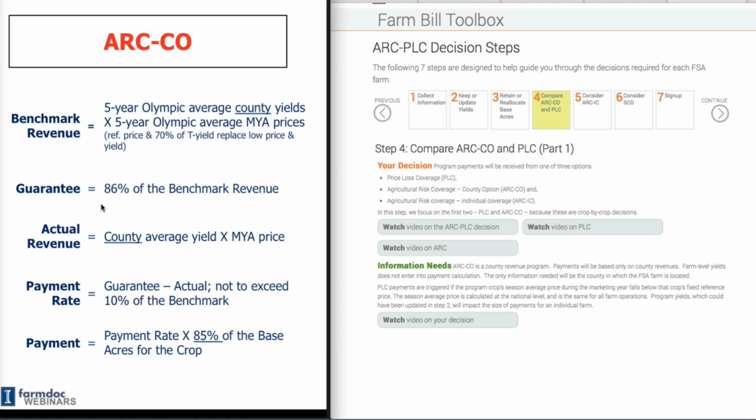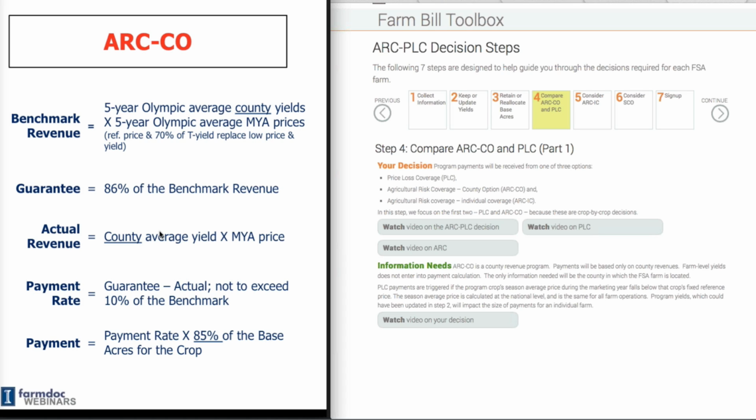The guarantee then, the revenue level below which payments would be triggered, is 86% of that benchmark, so it's like an 86% coverage level. In any given year, they're going to calculate an actual revenue, which is the actual county average yield multiplied by the actual marketing year average price. Your payment then is just the difference between the guarantee and the actual, if actual revenues fall below that guarantee, but it is capped at 10% of the benchmark. So it really just provides coverage from 86% of the benchmark down to 76% of the benchmark, a 10% range there on benchmark revenue.